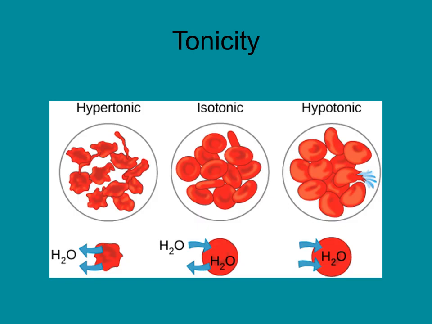So this is showing with red blood cells. Once again, isotonic is normal for animal cells. You have equal flow of water in and out.